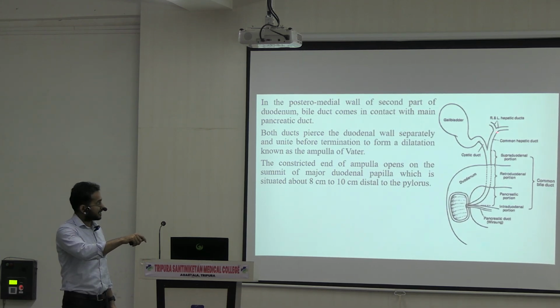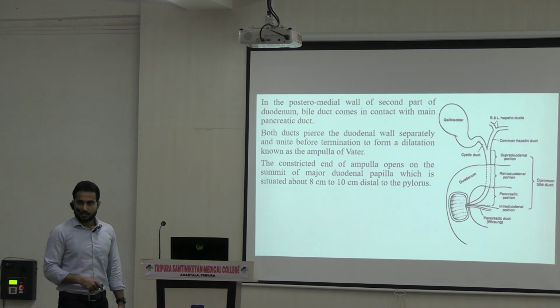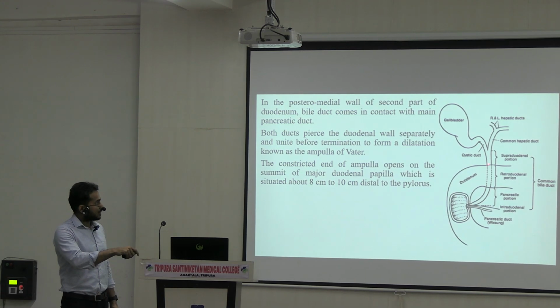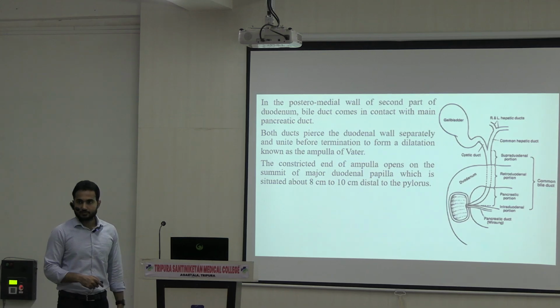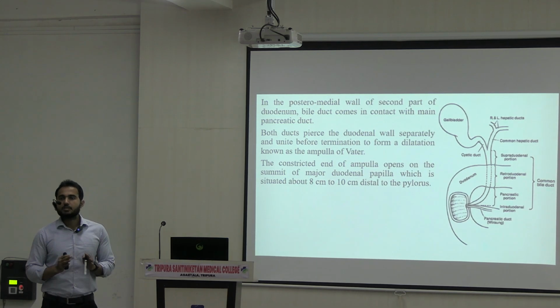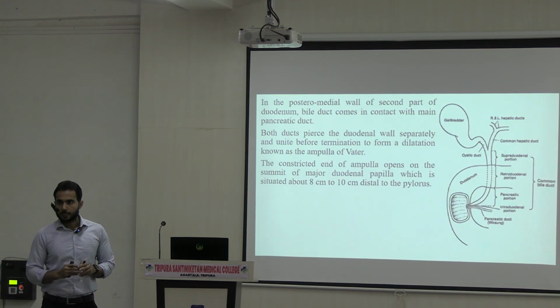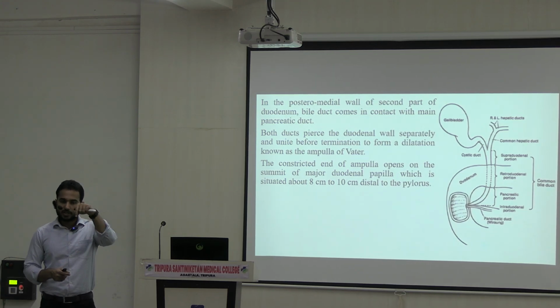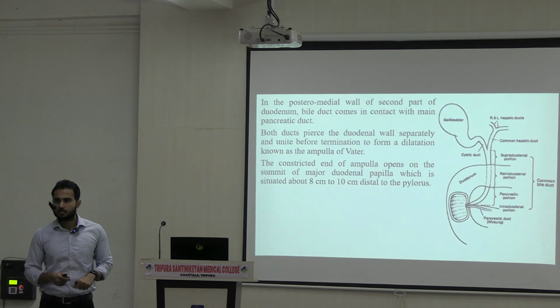So, see the cystic duct and the common hepatic duct join to form the common bile duct. Now, the common bile duct is going downwards, backwards and towards the left. When it is descending, it is present in the free margin of the lesser omentum, in front of the epiploic foramen. Next, when it is descending, it is going behind the first part of the duodenum.